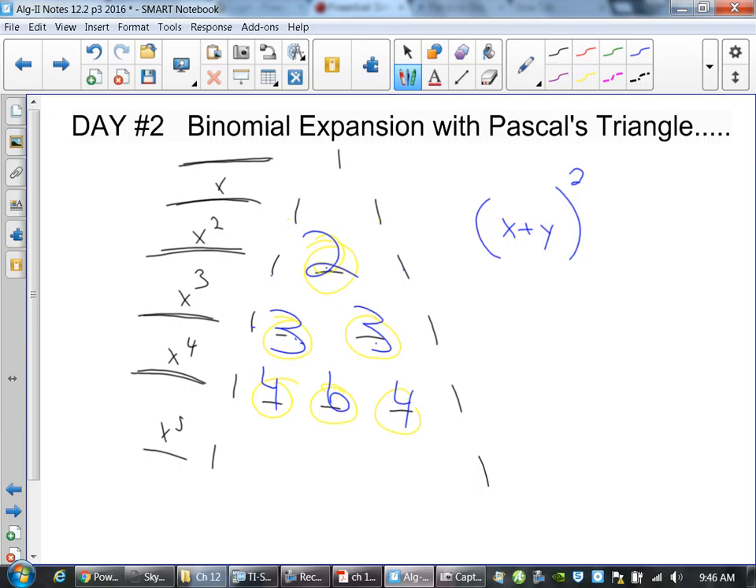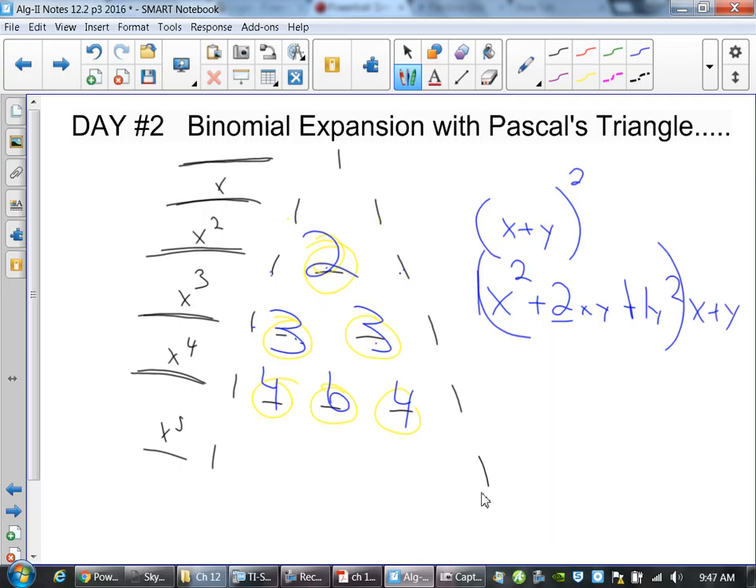7 terms. Okay. So what's happening here is that if I FOILed this out, we get x squared plus 2xy plus y squared. Notice 1, 2, 1. If I multiply that again by another x plus y, isn't that the same thing as saying x plus y to the 3rd?